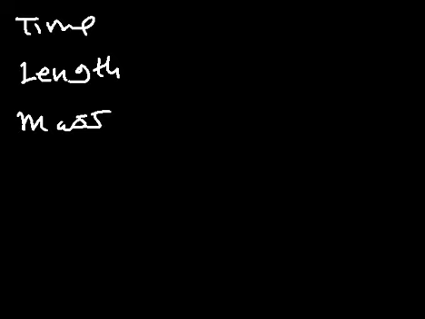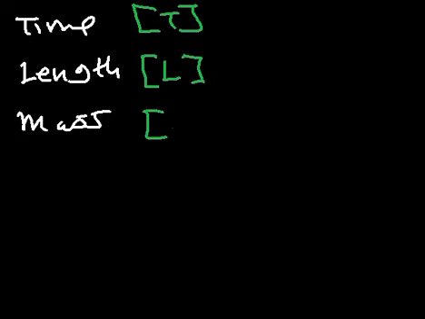Now the dimensions are expressed inside square brackets. For instance, the dimension for time is given as T in the square brackets. For length, it is given as L. And for mass, it is given as the capital letter M. So these are the dimensions for the fundamental physical quantities.